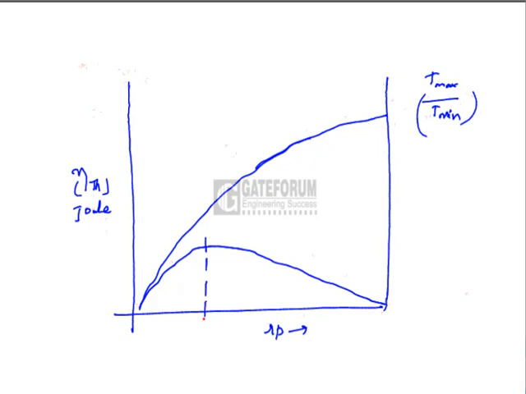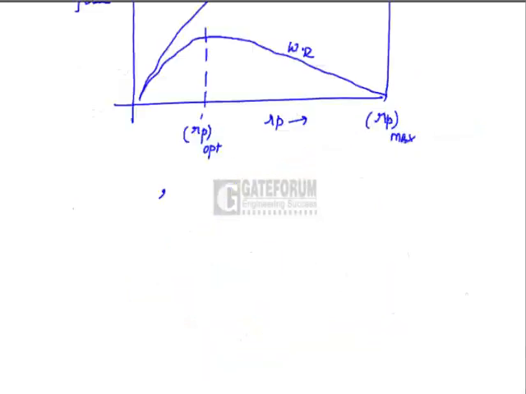Incidentally, the pressure ratio at which work ratio is maximum is given by RP opt, whereas thermal efficiency is maximum when RP is equal to RP max. RP opt is the square root of RP max.